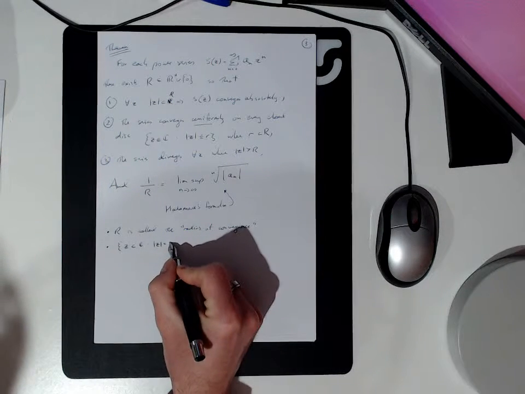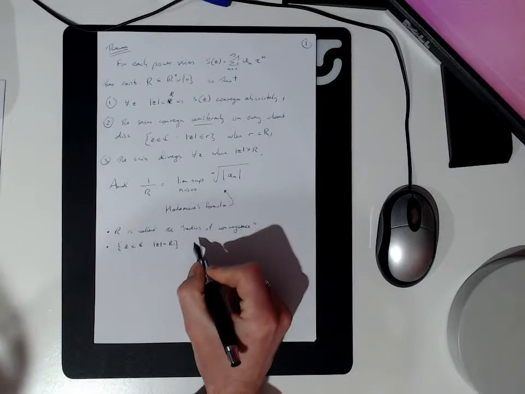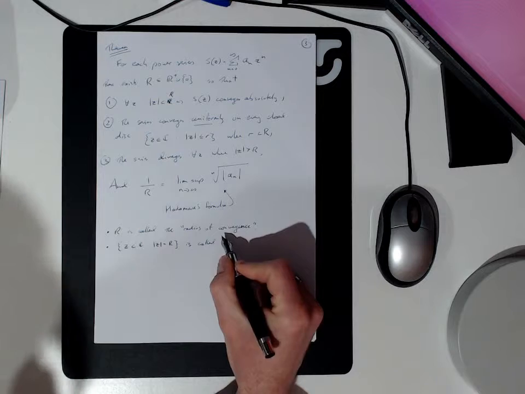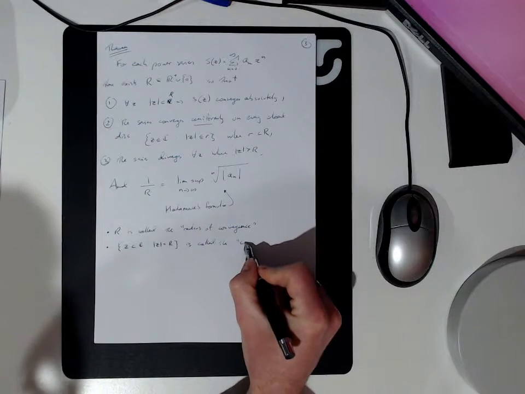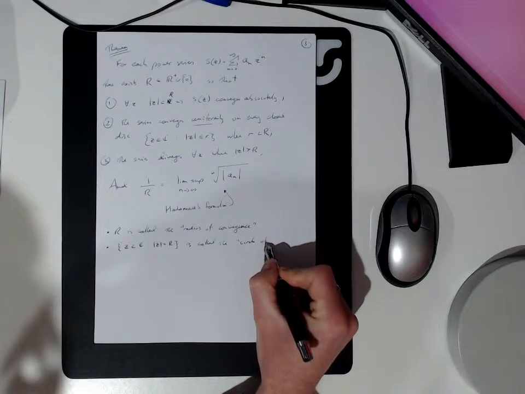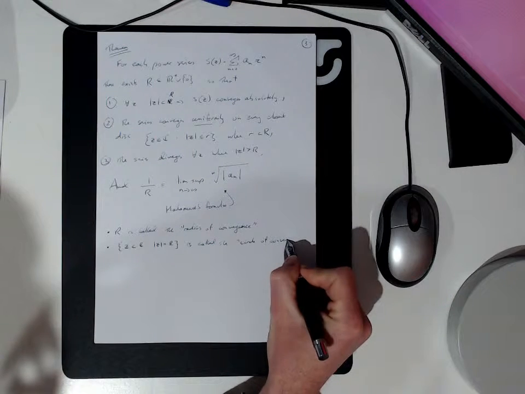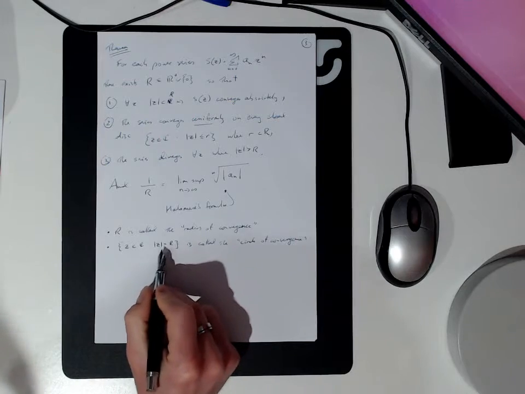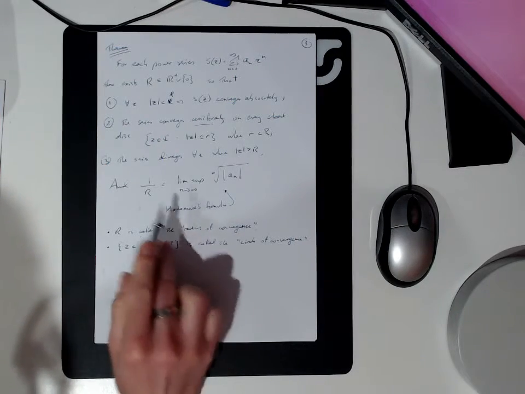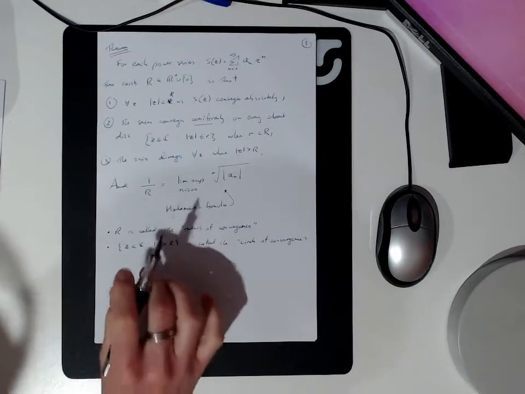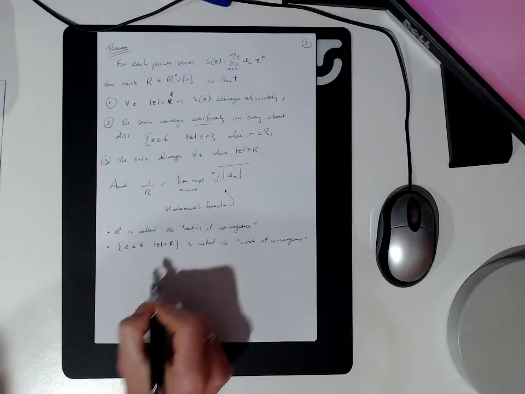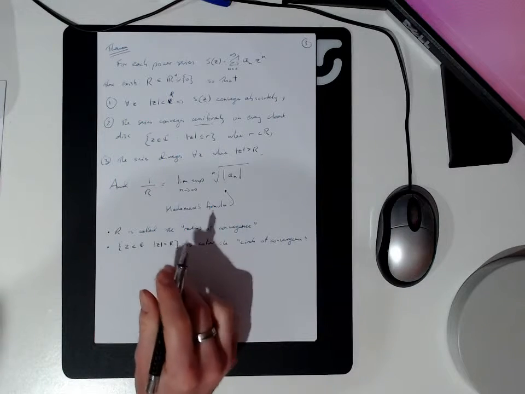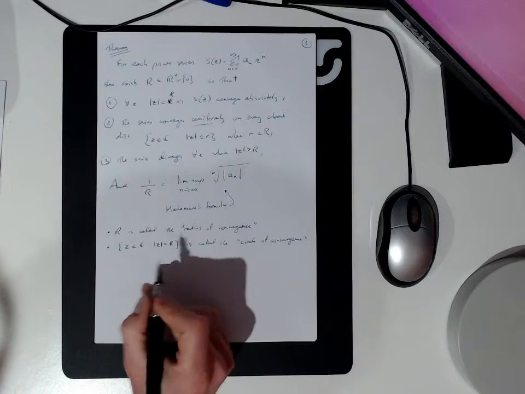So the circle with radius r in the complex plane is called, perhaps unsurprisingly, the circle of convergence. Though it's worth pointing out that the modulus being equal to r doesn't really imply anything about the actual convergence, so everything inside the circle. And you really need to check what happens when the modulus is equal to r for particular points.